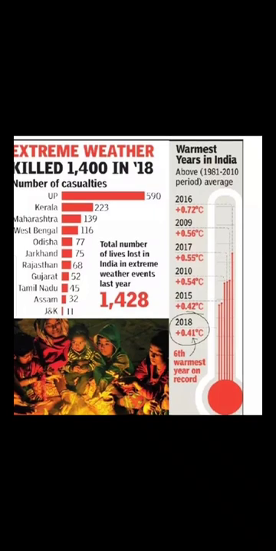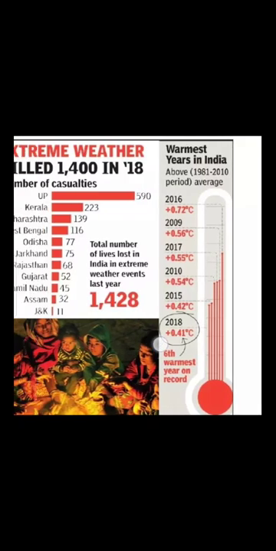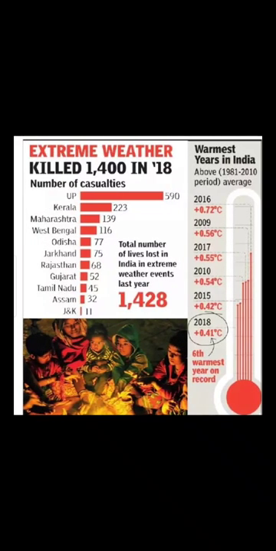This is a chart for the last 3 years, and it records the very high temperatures and the number of people who die because of this extreme weather in the northern plains.